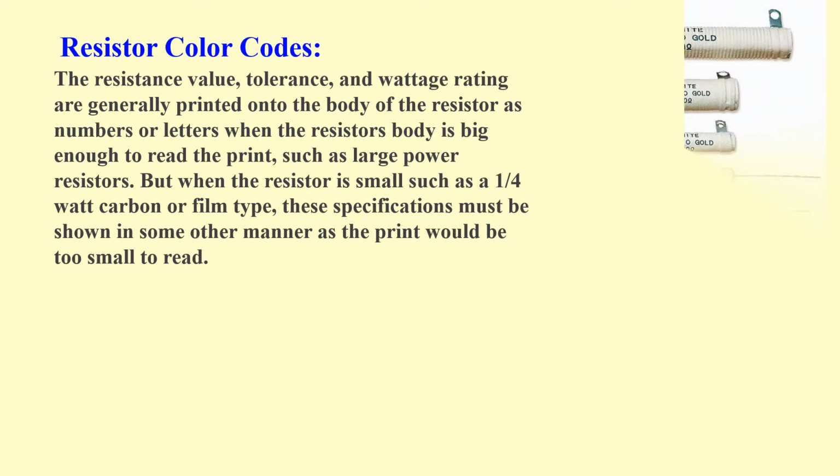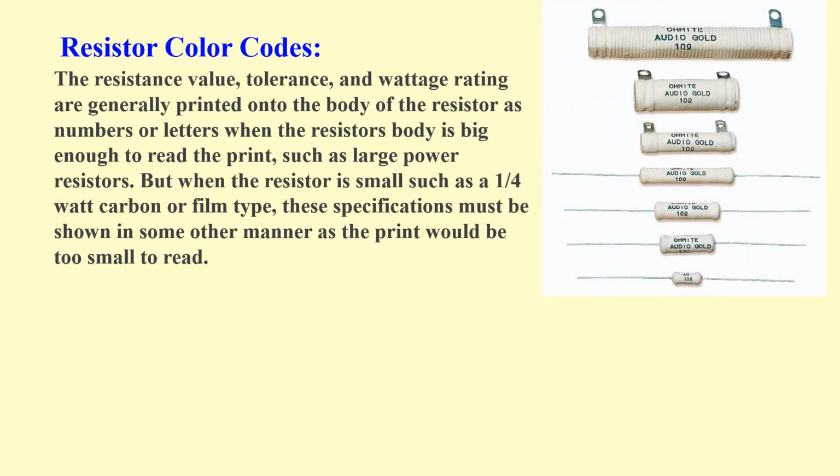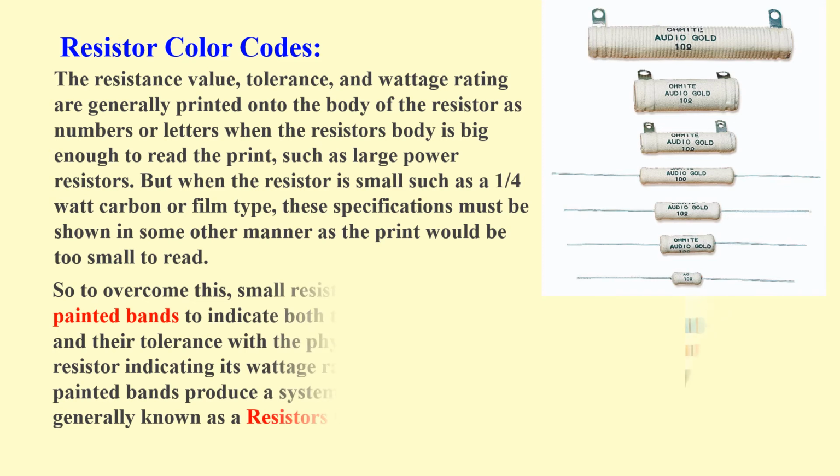Now the resistor color codes. The resistance value, tolerance, and wattage rating are generally printed onto the body of the resistor as numbers or letters when the resistor's body is big enough to read the print, such as large power resistors. But when the resistor is small, such as 1/4 watt carbon or film type, these specifications must be shown in some other manner as the print would be too small to read.